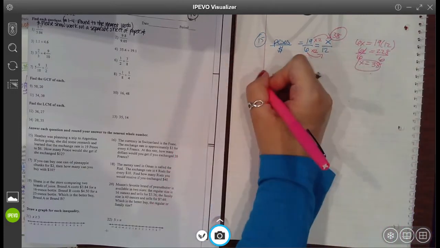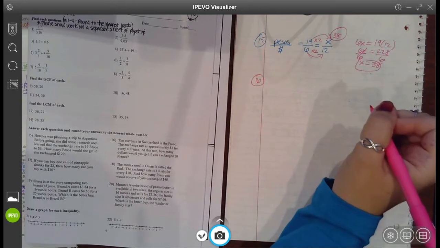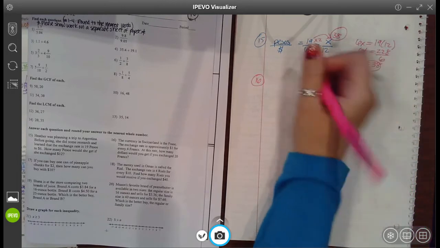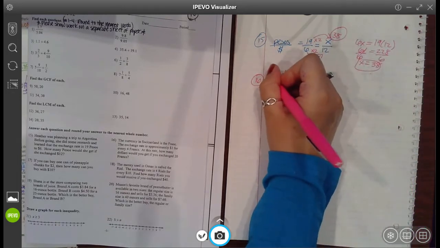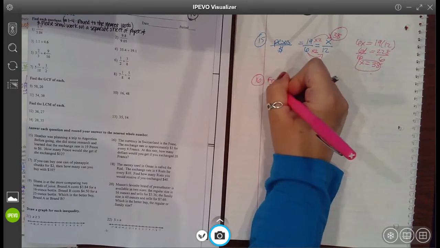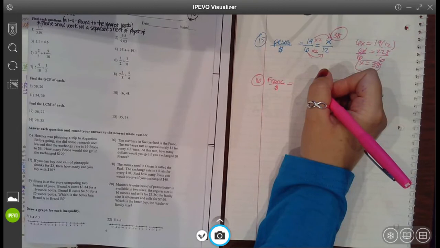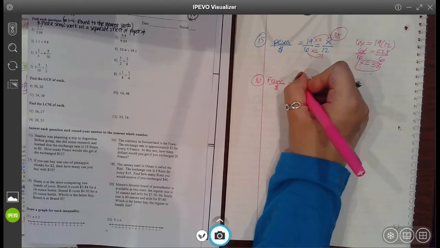Okay, problem 16. Says the currency in Switzerland is the franc. The exchange rate is approximately $3 for every 4 francs. At this rate, how many dollars would you get if you exchanged 20 francs? So I'm talking about francs to dollars, and they say that 4 francs is $3.